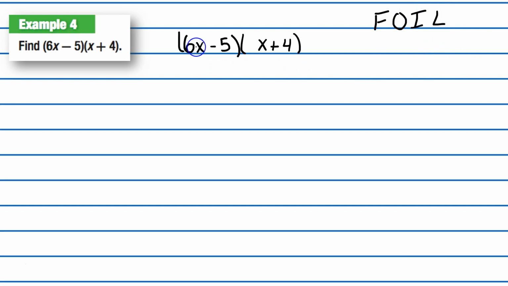So, FOIL. F stands for first. My first terms are right here. And notice how I'm making the little lines so that I'm also seeing what exactly I'm multiplying. That way you're keeping track and you're not multiplying the same thing so many times. 6x times 1x. We're going to add that. And then we have our outer terms, which is 6x times 4.